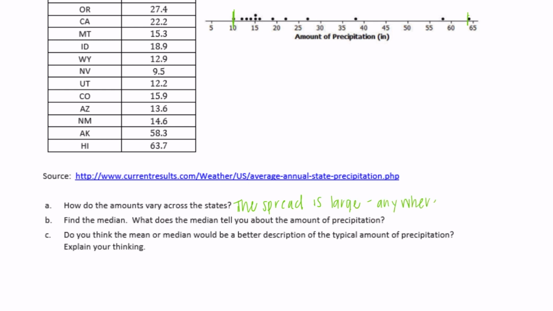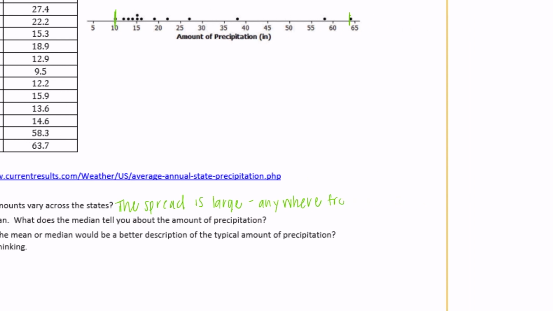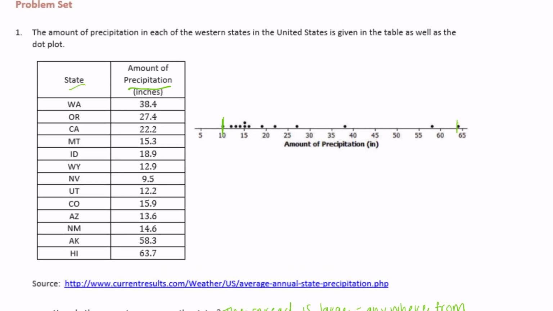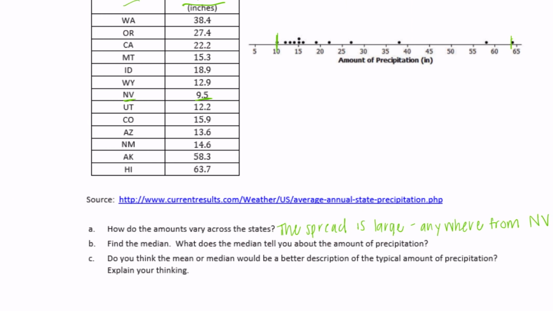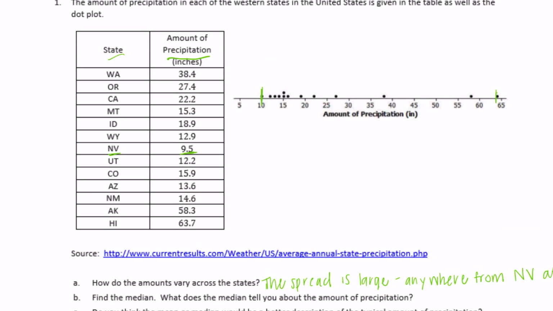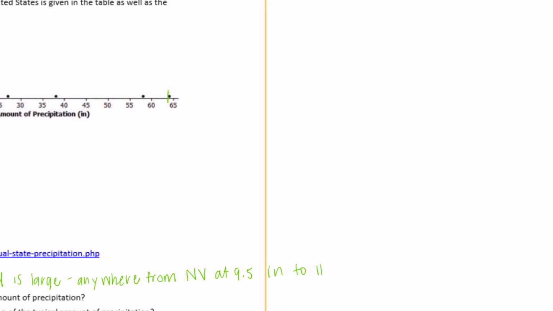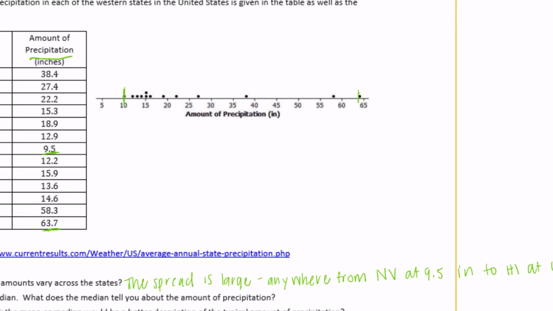Anywhere from, let's see, who has the lowest? Who is that 10 or around there? Nevada has 9.5 inches. Nevada at 9.5 inches. To who has the largest? It was about right before 65, so maybe 63 7/10. Is that the biggest? Yes, and that is Hawaii at 63 7/10 inches. So very large spread there.